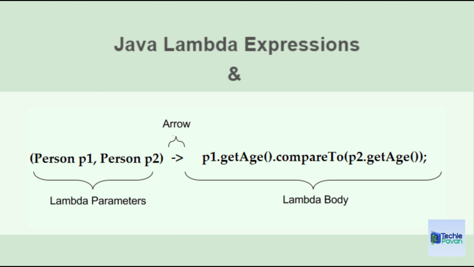Here's what that means. Let's brief on parameters. These are the inputs your function will take. You can have none, one, or many. Then we will move to arrow. This arrow separates the inputs from what the function does. Finally, expression. This is the action or calculation your function will perform.